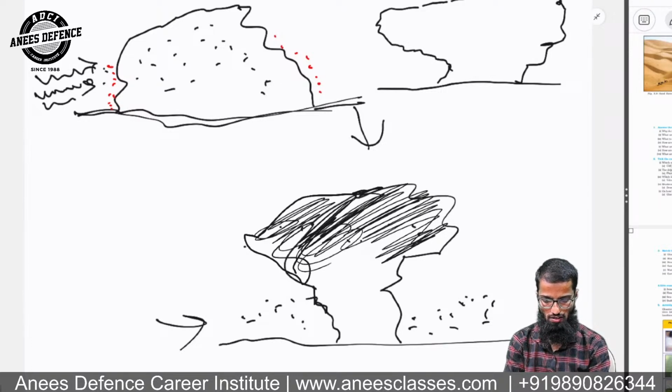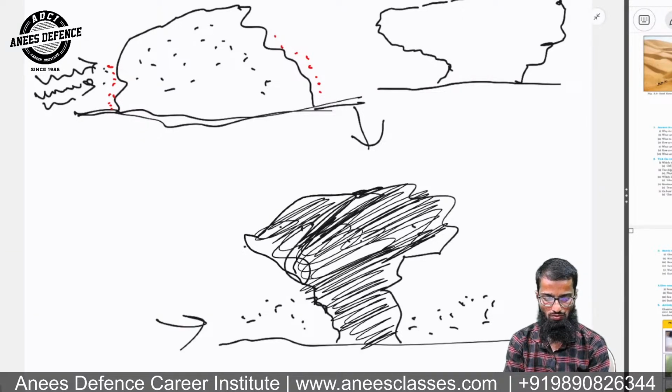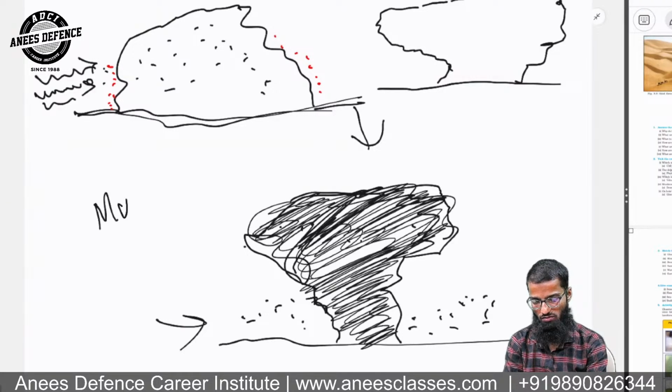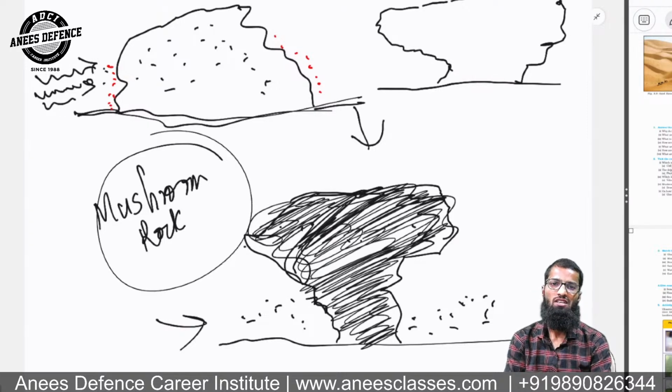Look at the diagram. It looks like a mushroom. So this type of rock is called a mushroom rock, and you can mostly see this structure. I will write it down. Mushroom rock. This type of structure you will see in the desert areas. Is it clear?